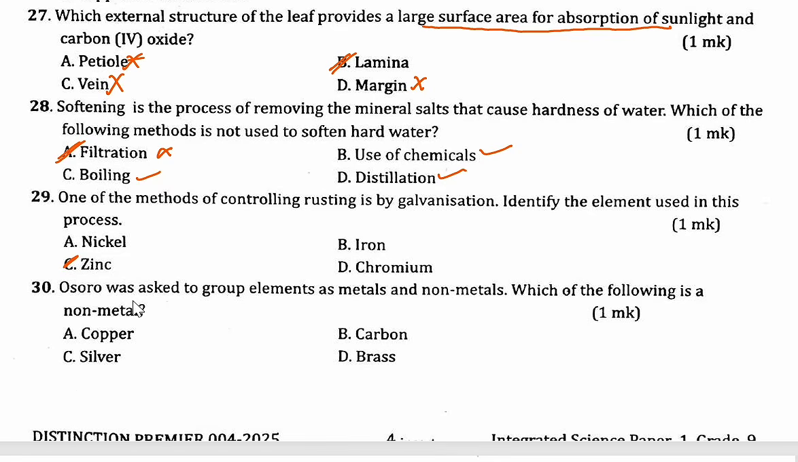Number 30. Osoro was asked to group elements as metals and nonmetals. Which of the following is a nonmetal? So how do you know a metal? For metals, the number of electrons in the outermost energy level is either 1, 2, or 3. That is how you can know a metal. What about a nonmetal? Looking at the options, copper is a metal, silver is a metal, brass is a metal. What about carbon? Carbon is not a metal, and therefore the correct option is B.